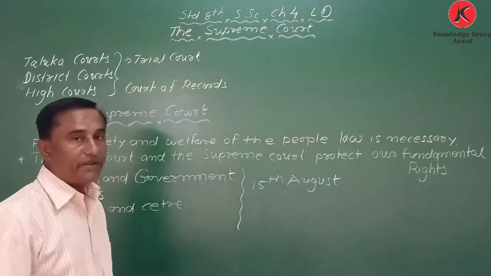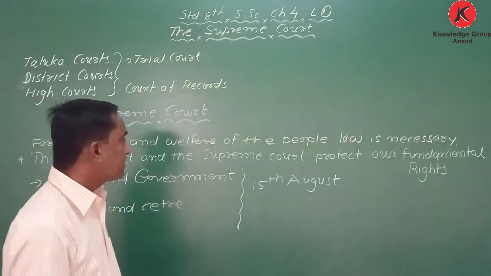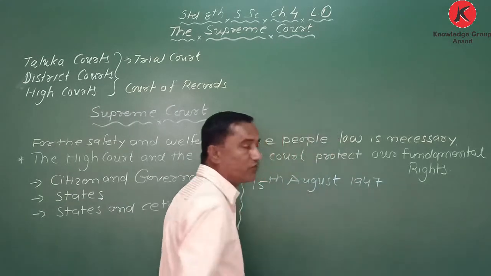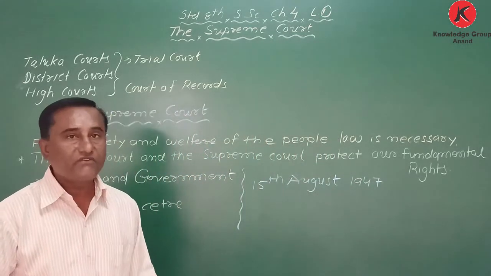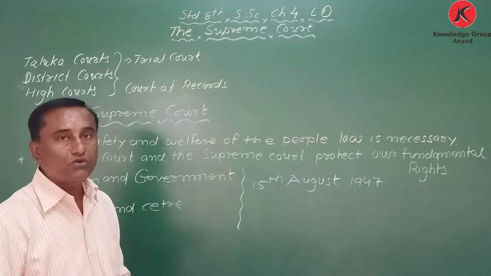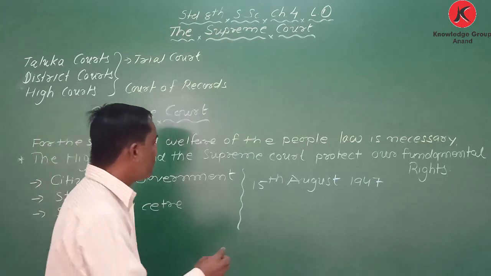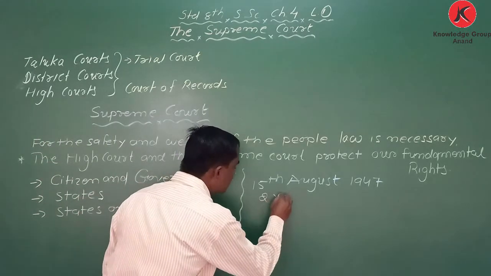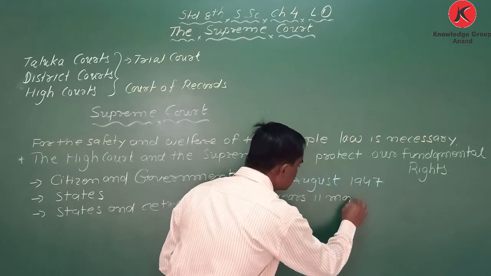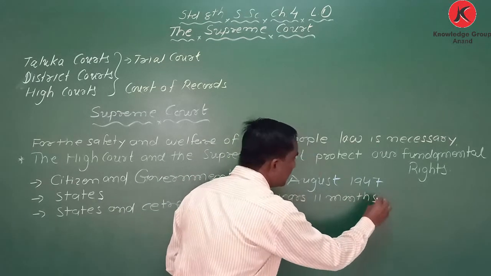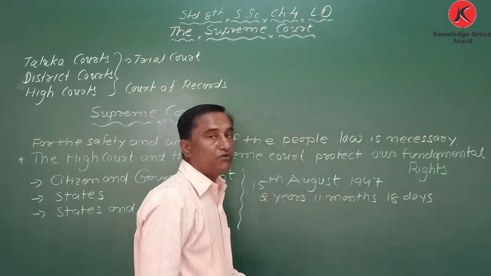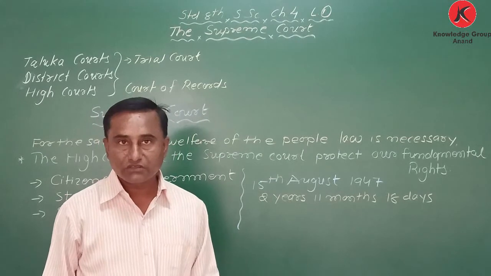India became independent on 15th August 1947. At that time we had no constitution. So we worked hard, and we worked at least 2 years, 11 months and 18 days in order to frame the constitution.